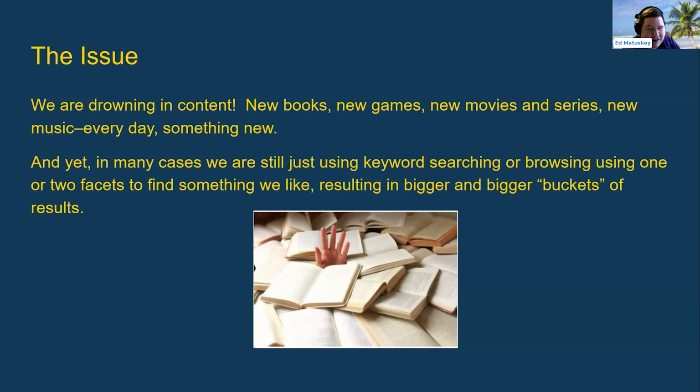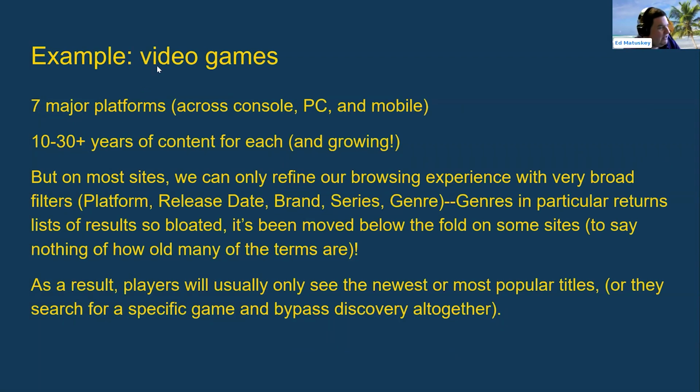I like to think about the old card catalogs in libraries. If you were looking for something, you would probably only find at most a dozen books, unless you were looking very broadly. Now, when you do a search on most platforms, you're lucky if you find fewer than a few hundred results, unless you're able to make your search very specific. So the example for today's presentation is video games. Video games have seven major platforms across console, PC, meaning Windows and Mac and Linux, and mobile. We have 10 to 30 plus years of content for each, and growing. There was at one point a limiting factor where, as hardware advanced, the older games were no longer accessible. But retro gaming is a huge thing.